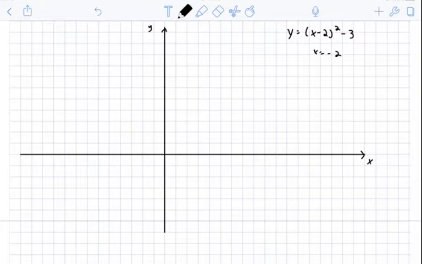Okay, how about a different one? How about x is equal to 0? Cool. When x is equal to 0, it's minus 2 all squared, which is 4, minus 3 is 1. When x is equal to minus 1, it's minus 3 all squared, which is 9, minus 3 is 6.